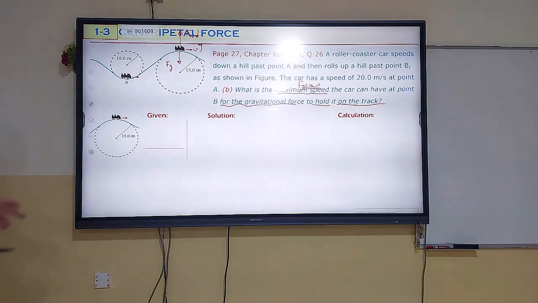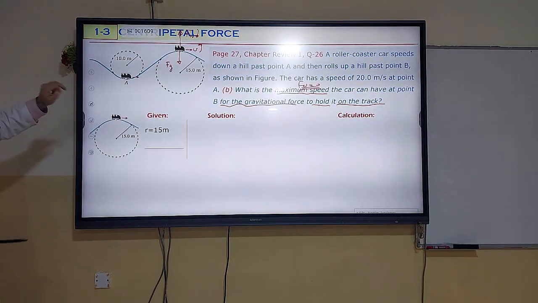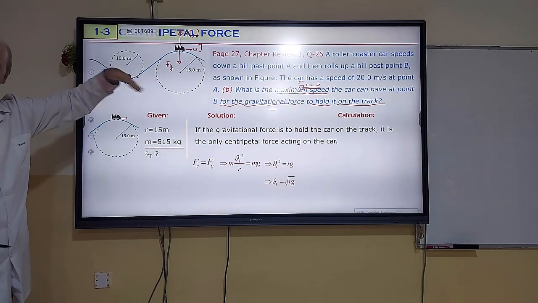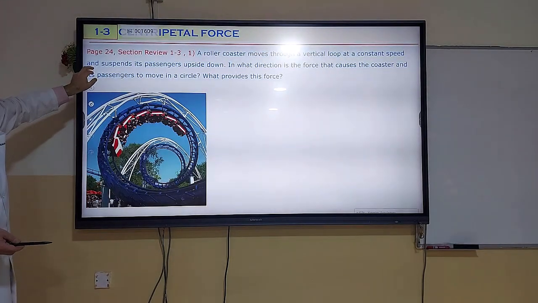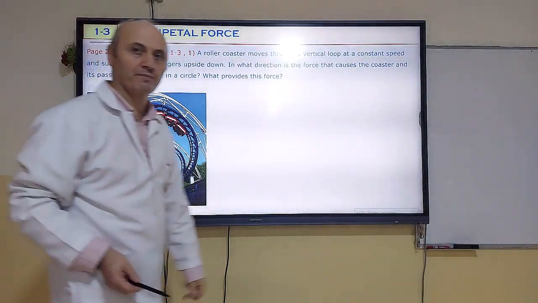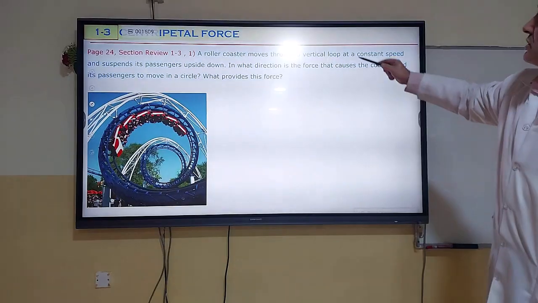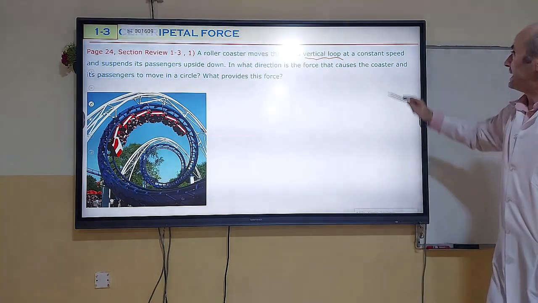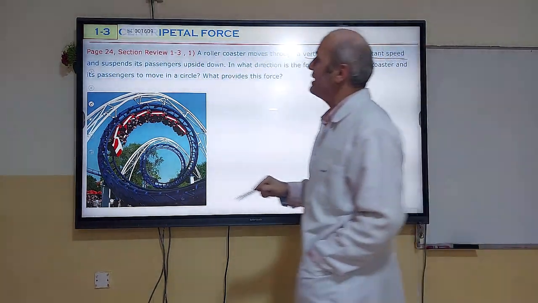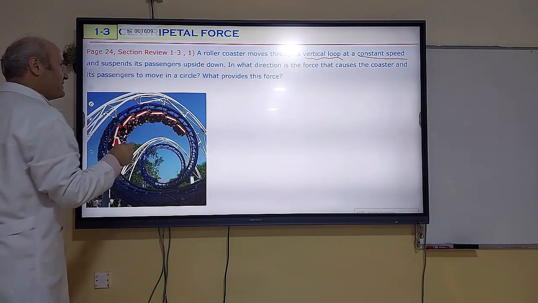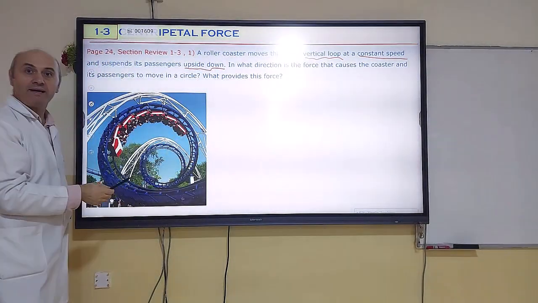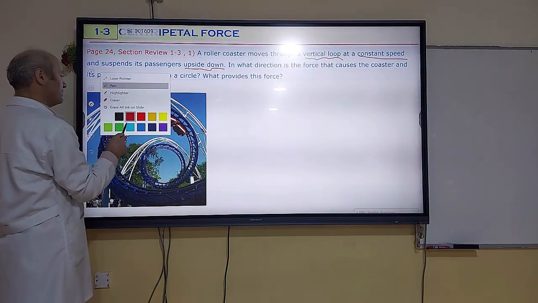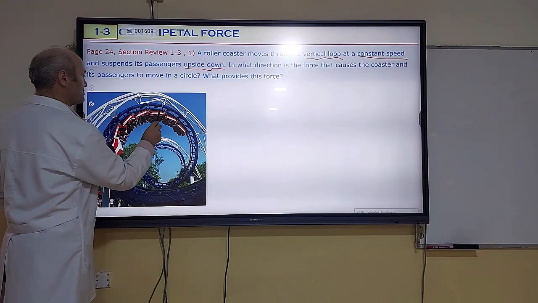Now we will continue with the vertical circular path again, but this time the roller coaster car will turn not from outside, not over the track, but under the track. This is one of the sectional questions. A roller coaster moves in a vertical loop, again a vertical circular path, at a constant speed and suspends its passengers upside down. When it says upside down, of course, the position of the car must be the top. And top is upside down. This is the position where the car will be.